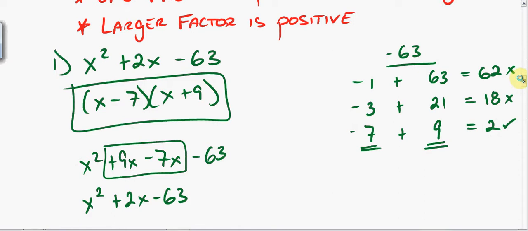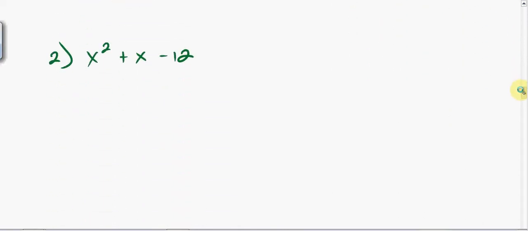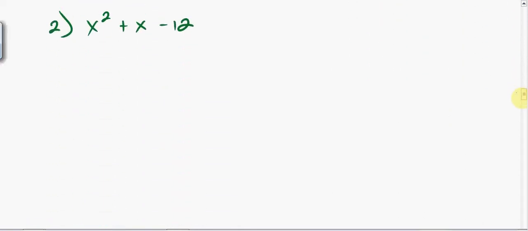Let's try a second one in this form. So we're going to come on down. We've got x squared plus x minus 12. So we will find the factors of negative 12 that add up to positive 1. Remember, the larger factor is positive here because we have a plus sign.